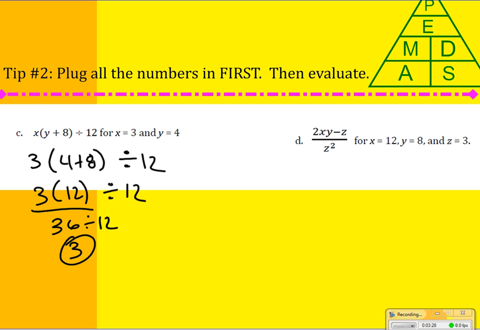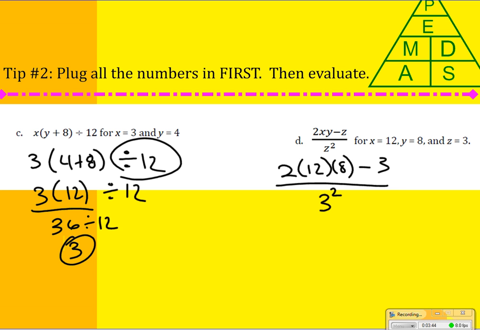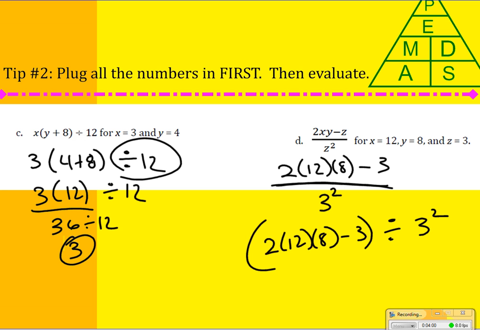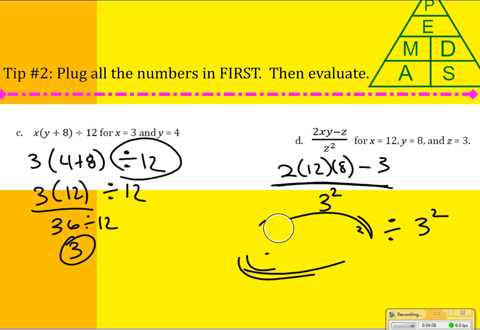Second one, 2 times 12 times 8 minus 3 all over 3 squared. So now when it's divided by this whole thing, right, you see how over here we just had divided by 12 at the end. Here we've got this whole thing is being divided by 3 squared. Kind of what that's saying is this. This is saying 2 times 12 times 8 minus 3 is all in parentheses, and that's being divided by 3 squared. So you do all of this top first, and then you divide it by 9 last.